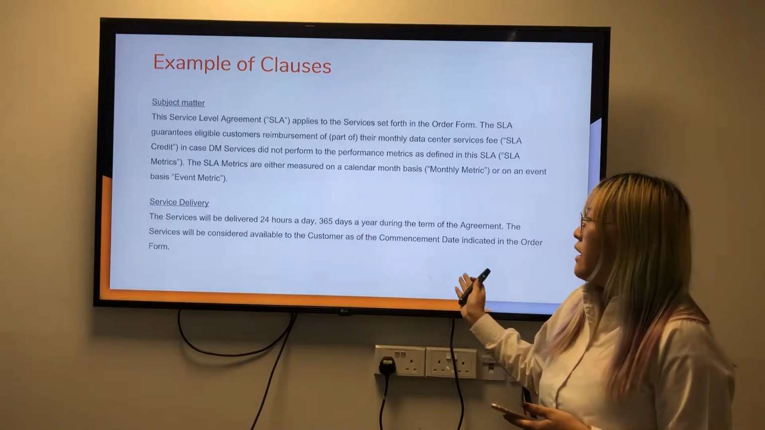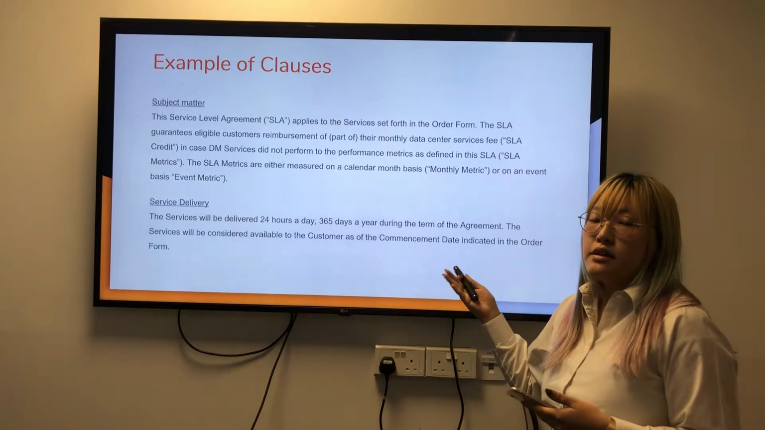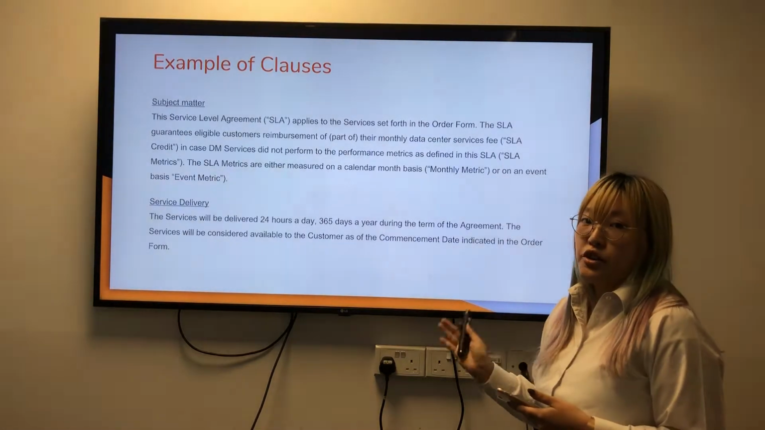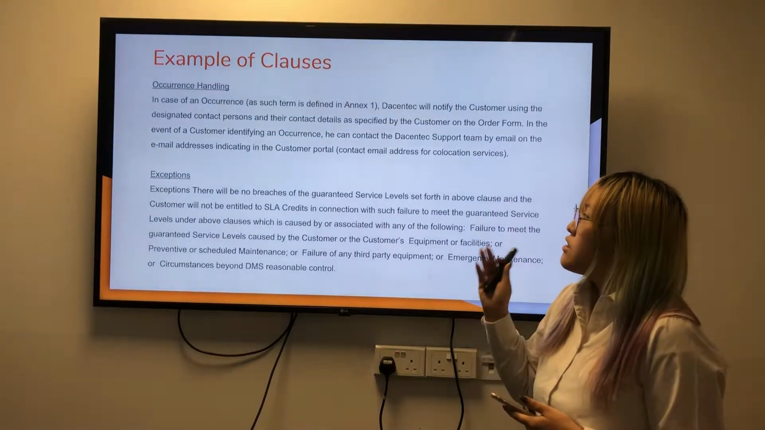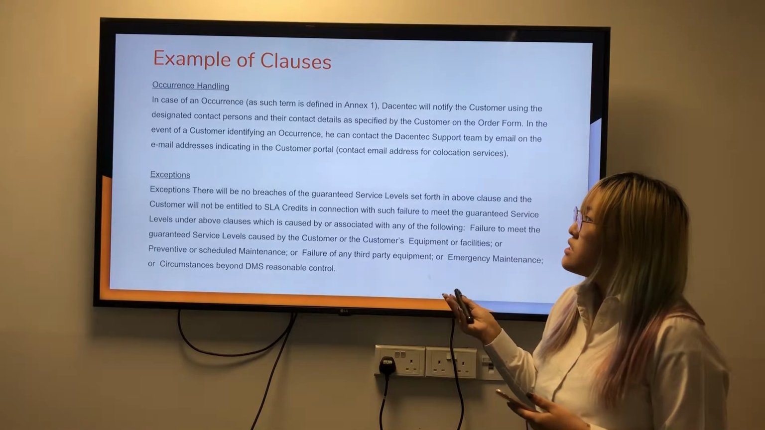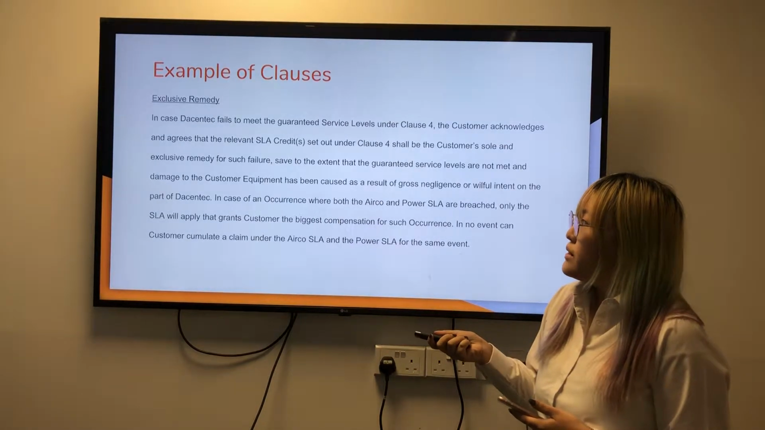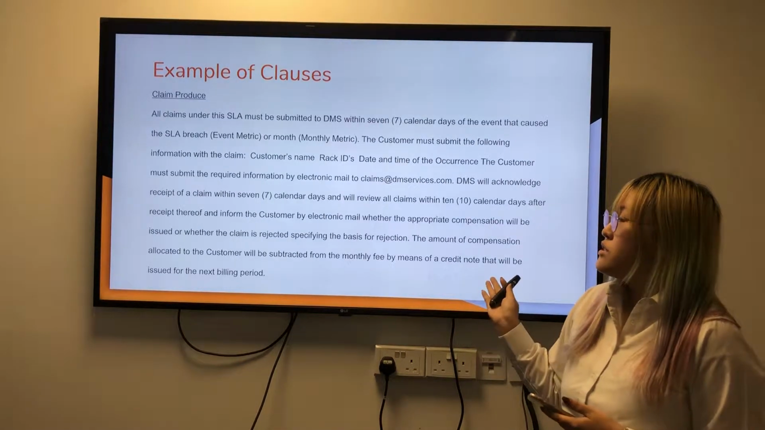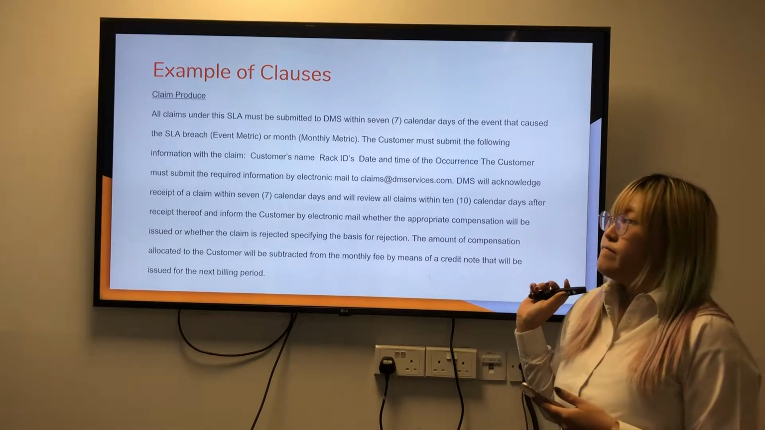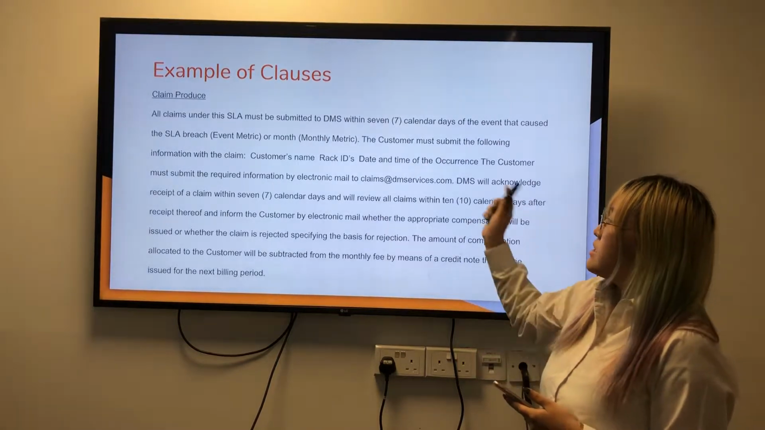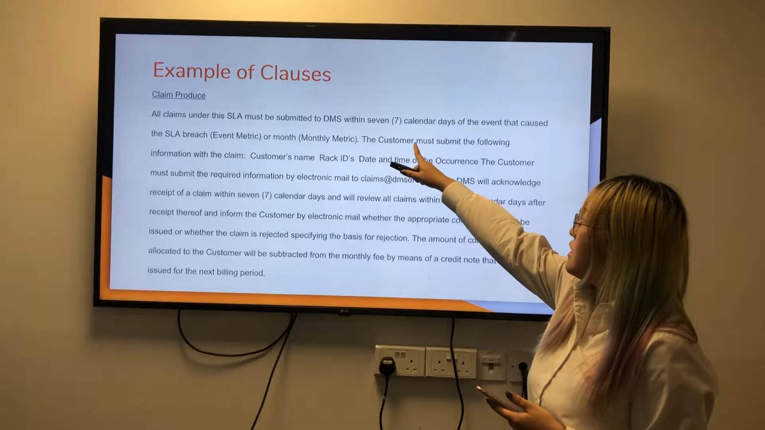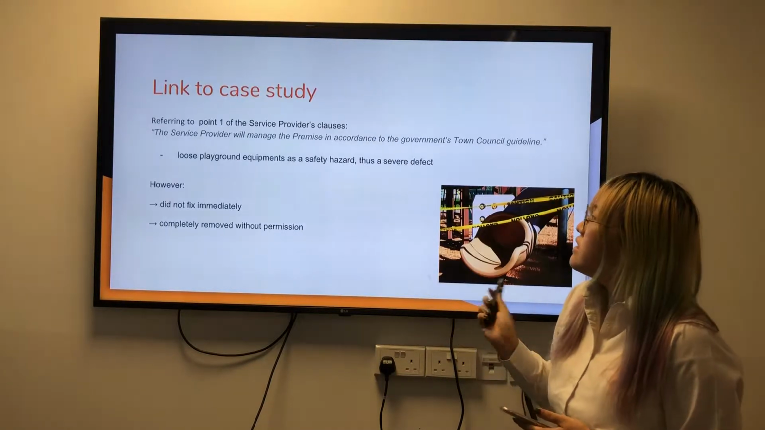Service delivery is like how available the service provider will be throughout the contractual period. And occurrence handling, exceptions, and exclusive remedies. And claim procedures is when there are claims that need to be made. For example, the period for DMS would be 7 days.